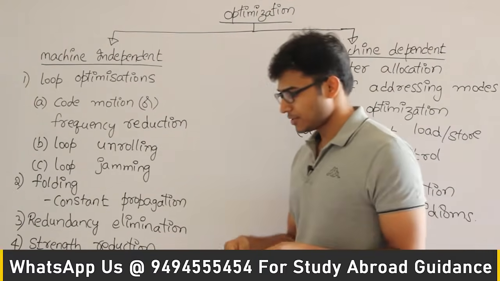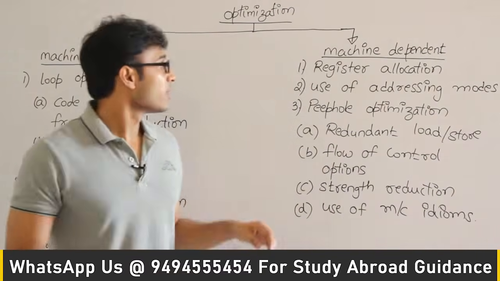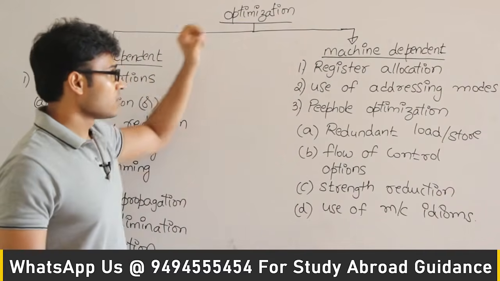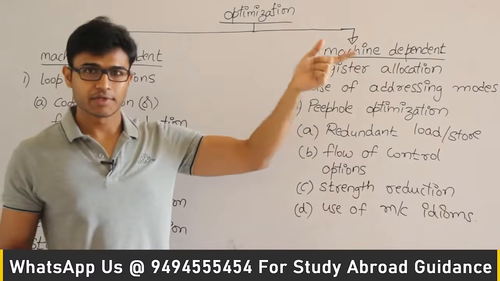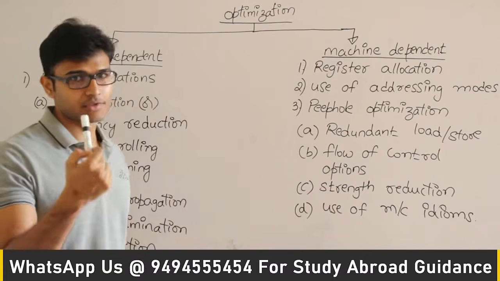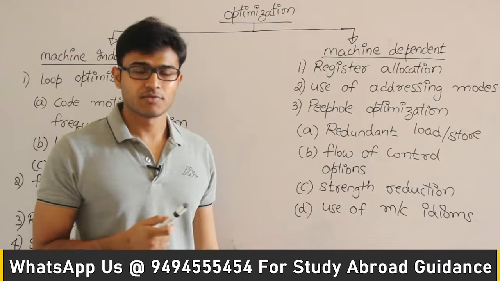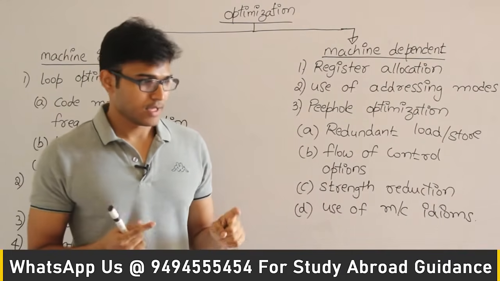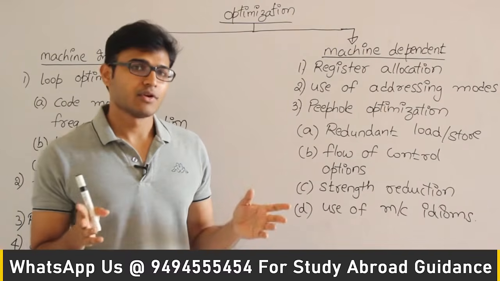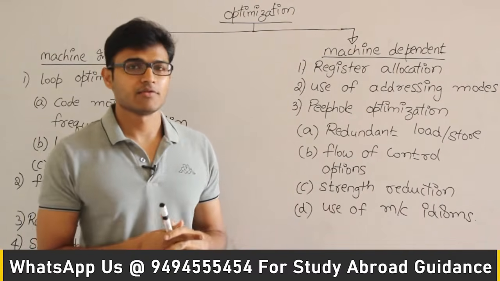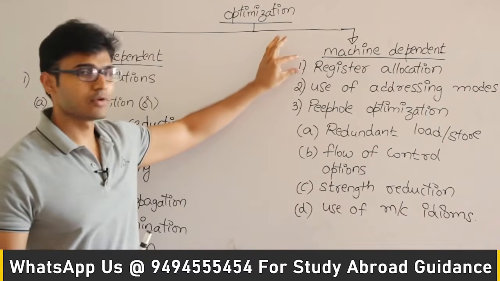And coming to the machine dependent optimizations, there is register allocation. This register allocation is again a topic which will be discussed in CO as well, so I am going to defer this topic to CO. In computer organization, we are going to use some graph coloring techniques and register allocation, and we are going to combine these two concepts and see how register allocation is going to work.